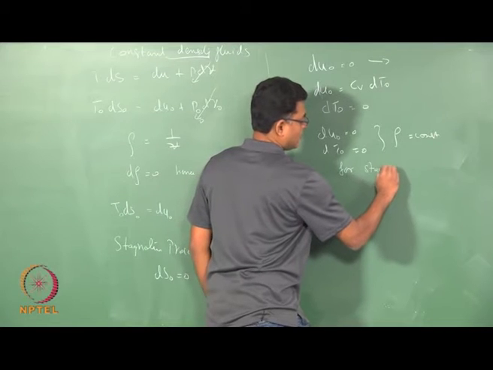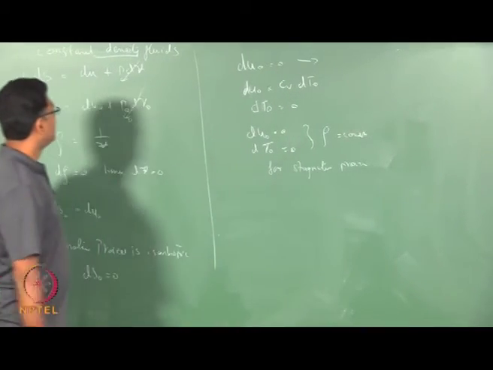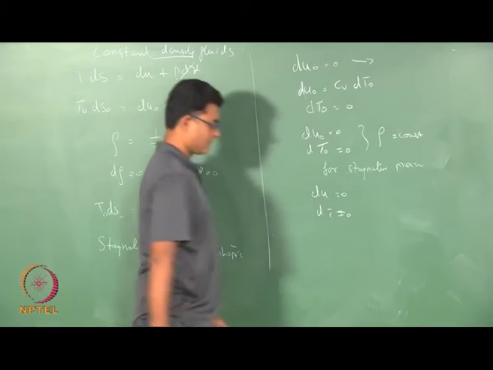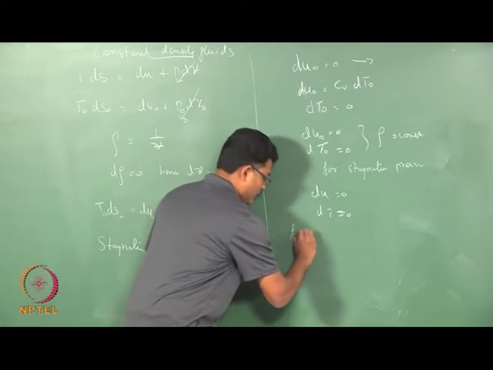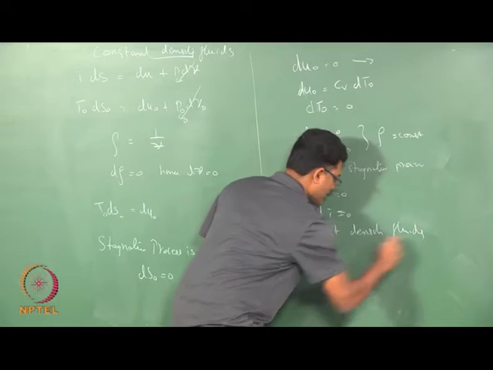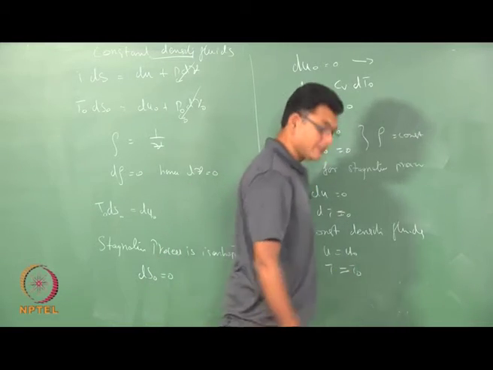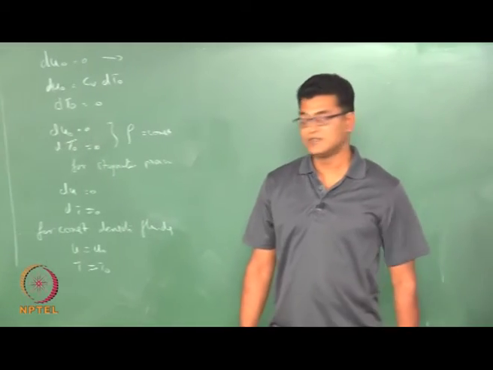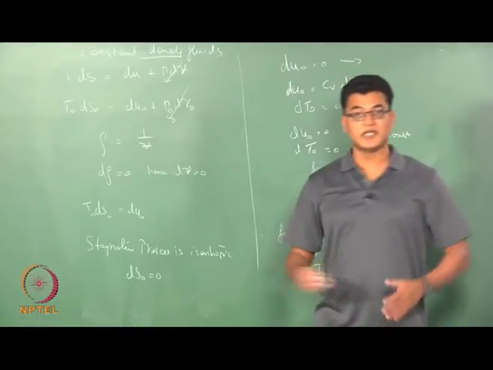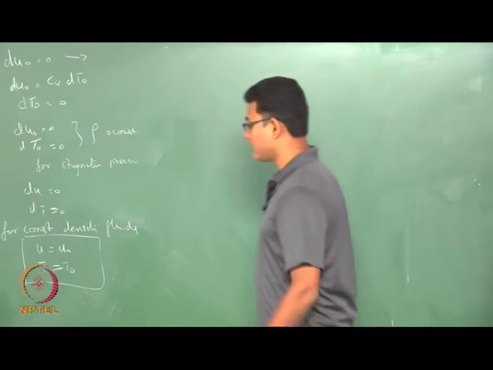For the stagnation process, which is also true if I write du is 0 and dT is 0. Okay. Essentially, it means for constant density fluids, my u equals u0 and T equals T0. There is no distinction between stagnation and static quantities for a constant density fluid. That is what it means, because the stagnation process is essentially isentropic, and if you substitute that in the Gibbs relation, you directly get the inference that static quantities are the same as your stagnation quantities for u and T.